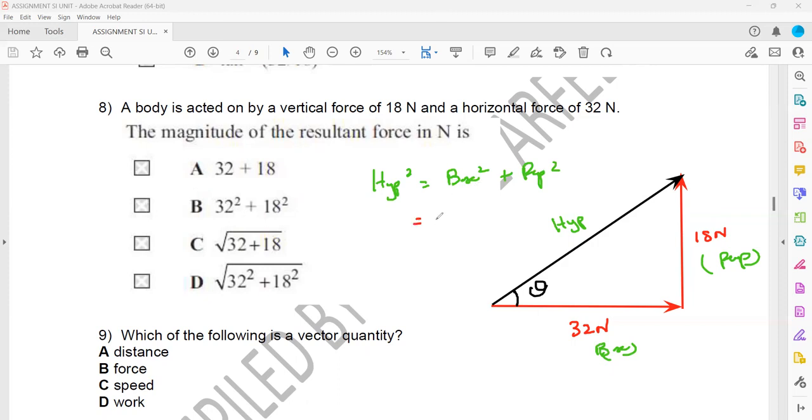So base is 32, so it will be 32 square. The perpendicular is 18, so it will be 18 square, and equals hypotenuse square. If we need hypotenuse, we'll take the root on both sides, so 32 square plus 16 square. Sorry, 18 square, not 16, because the perpendicular is 18. So it will be the root of 32 square plus 18 square. So option D will be the right answer.